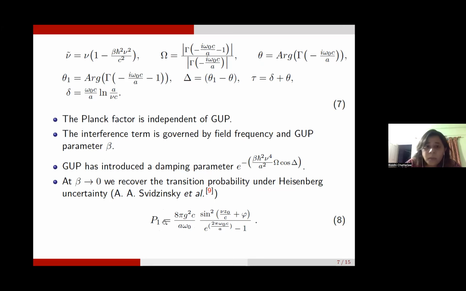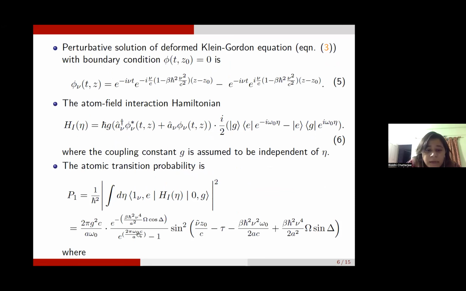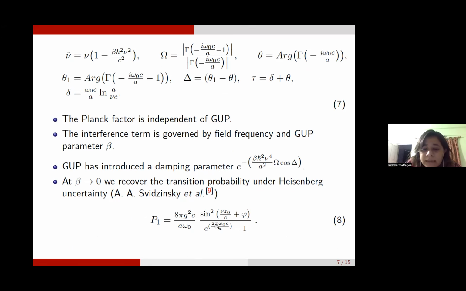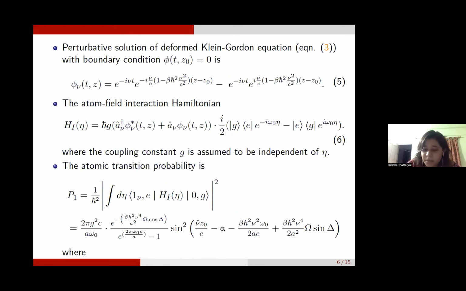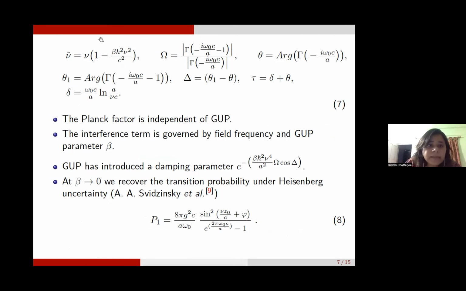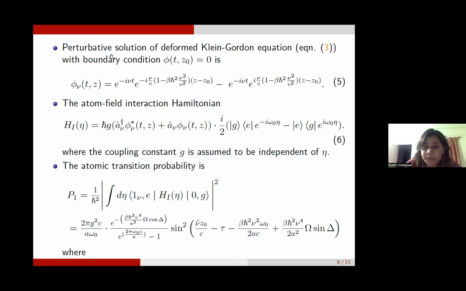So let us compare these two expressions. Here we can see that this distribution factor remains unchanged, governed by the atomic frequency, and GUP has introduced a damping factor here. And here the field frequency has been modified by this term. This is the GUP dependent coefficient. This is a position dependent term that depends upon the mirror's position, and the rest of the terms are independent of z0 and depend upon beta. So they are more or less very small constants.